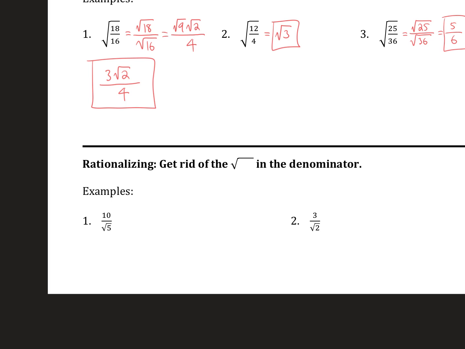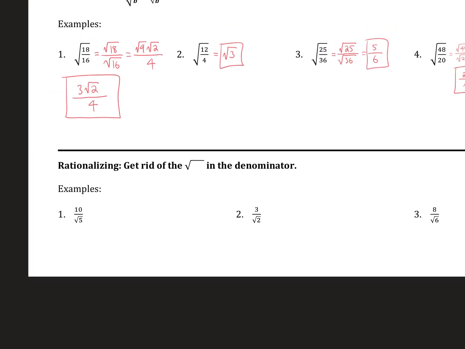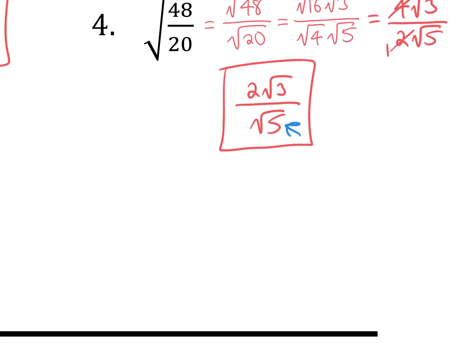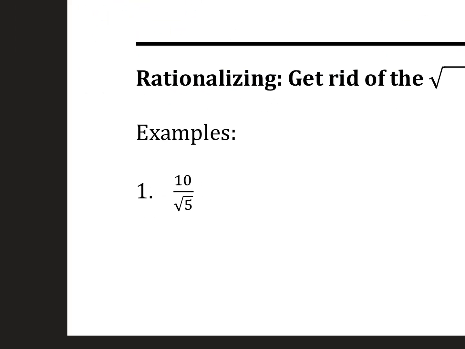We kind of float it to the top. Same thing here, we don't like radicals in the denominator. So that's kind of what's wrong with this one over here. We have square root of 5 over here, right? So we're going to go ahead and show you how to fix this, okay?